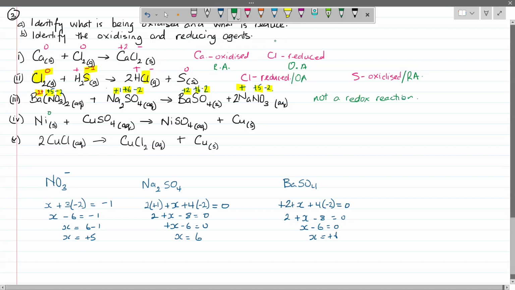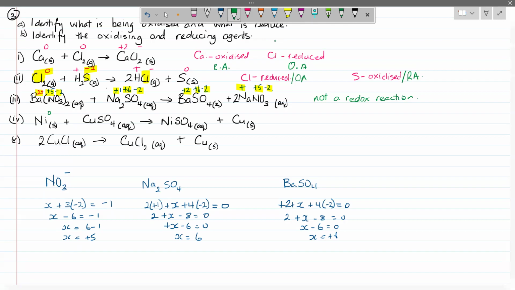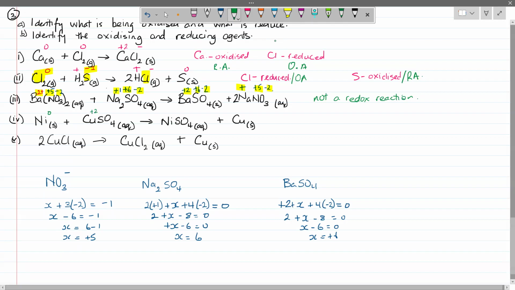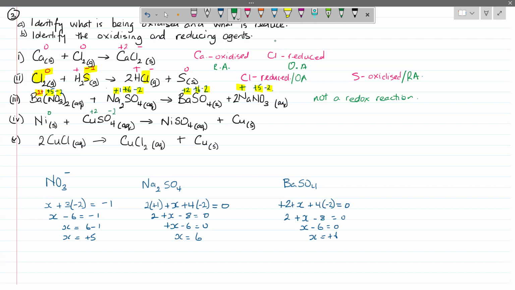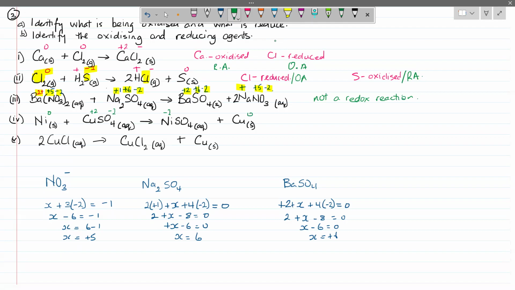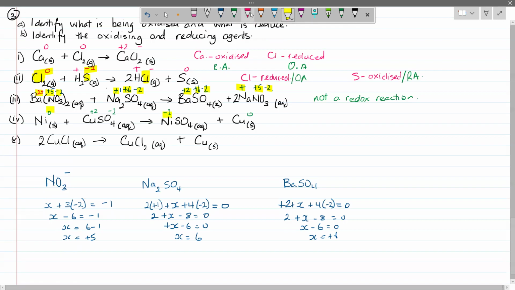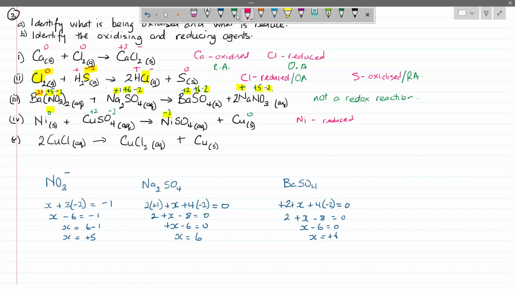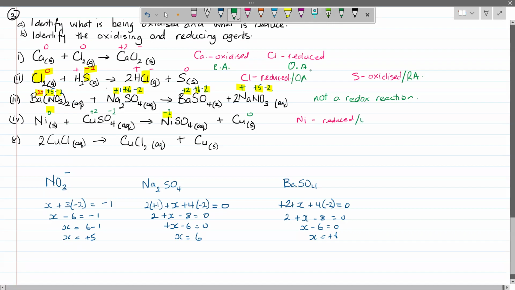Nickel is in its elemental form, so that's 0. Copper here is going to be a +2. This is a -2. Nickel here is going to be -2 and copper is going to 0. So we could clearly see that nickel is going from 0 down to -2. So that's a decrease in oxidation number. And if we decrease in an oxidation number, it means it's gaining electrons. So that's being reduced. If it's being reduced, then that means it's the oxidizing agent.